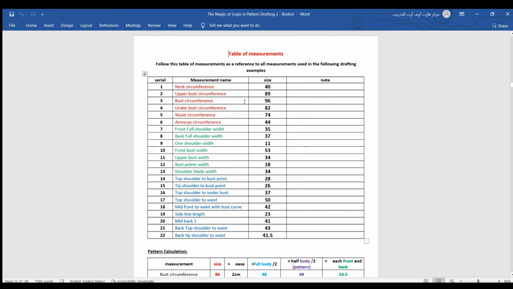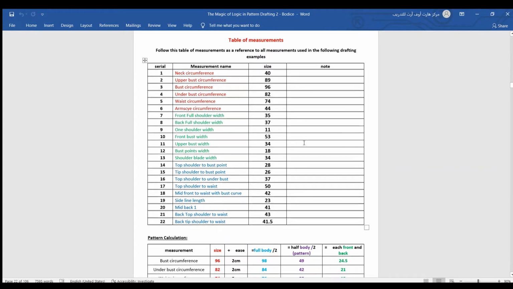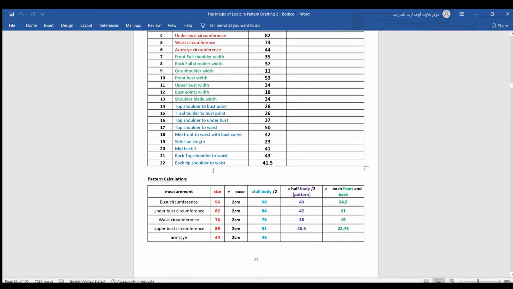So here is the table with the measurements. The red one is for the circumferences, the green one for the widths, the blue one is for the lengths. After you take the measurements for the customer, you have to use the calculation table. In the calculation table, you take the circumferences and add the ease for the circumferences, then you divide the outcome by 2, so you will end up with a pattern size, okay? Because as I told you in my previous videos, we are dealing with a pattern which represents only half of the body. And in that half of the body, there is a front and a back side, okay?